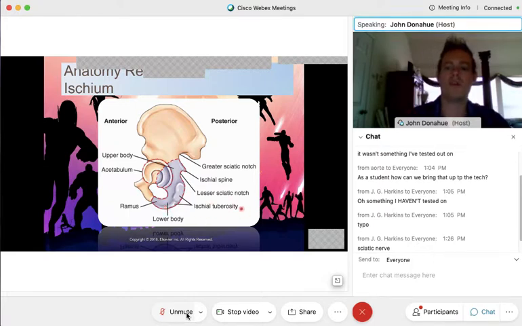The big ones I want you to really focus on, even though these are all important, are ischial spine, ischial tuberosity, and ramus. Because we see those quite a bit on our x-rays.